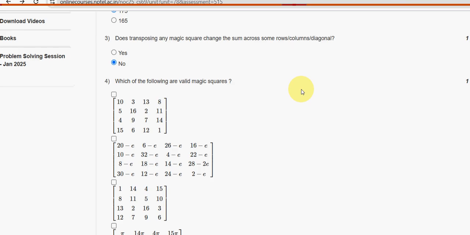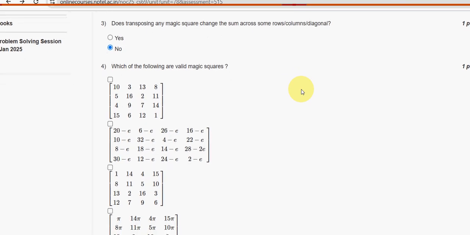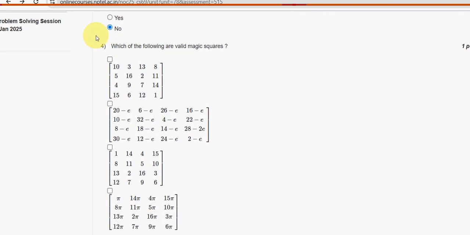Next, moving on to the fourth question. Which of the following are valid magic squares? For this question, all these options are correct. All these four are magic squares, right?